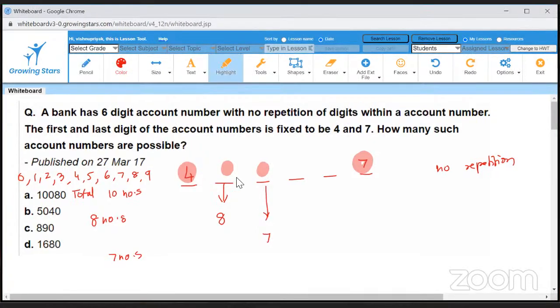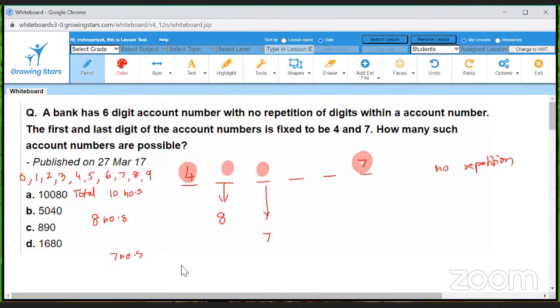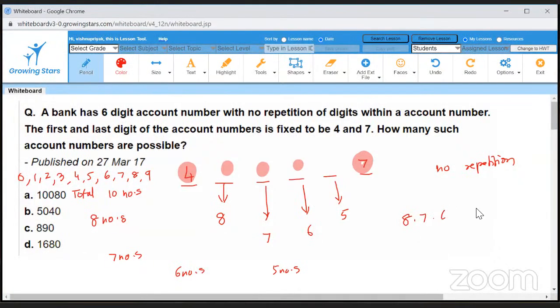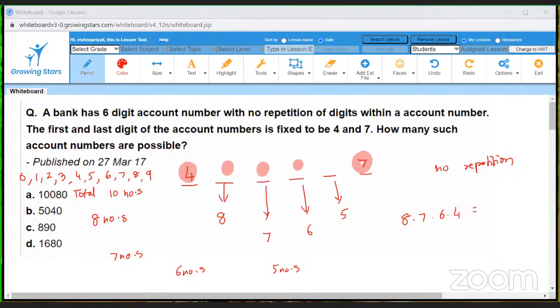Because we have now taken 4 numbers, we have only 6 numbers left. To fill up this place, 6 numbers are available. When a total of 5 numbers are taken, we have only 5 numbers left, so this last space has only 5 ways. Now we have completed the whole work. First work, second work, third work, fourth work. You are multiplying.